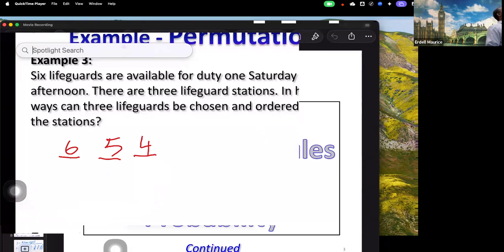6 times 5 is 30. 30 times 4 is 120. That equals 120. The other way to solve this using nPr is going to be 6. I have a total of 6 lifeguards. I want to list them, and I want to get a list of 3 of them. I want to permute 3 of them. Type this into your calculator. Let's see if you get the same answer, 120.